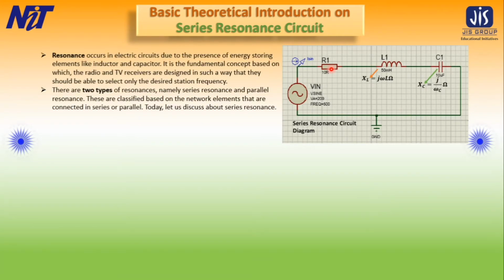Resonance occurs in electric circuits due to the presence of energy storing elements like the inductor and capacitor, here L1 and C1. It is the fundamental concept based on which radio and TV receivers are designed in such a way that they can select only the desired station frequency. There are two types of resonance, namely series resonance and parallel resonance. These are classified based on whether the network elements are connected in series or parallel. Today let us discuss series resonance only.